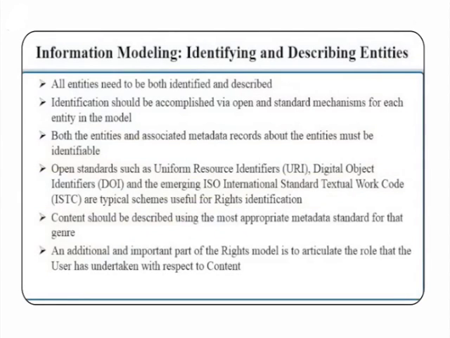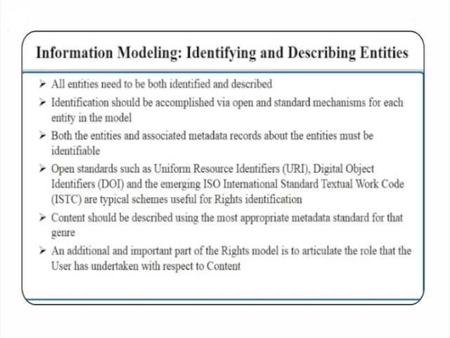All the entities need to be identified and described. This identification should be accomplished via open and standard mechanisms for each entity in the model. Both the entities and associated metadata records about the entities must be identifiable. Open standards such as Universal Resource Identifiers (URI), Digital Object Identifiers (DOI), and the emerging ISO, that is International Standard Textual Work Code (ISTC), are typical schemes useful for rights identification. Content should be described using the most appropriate metadata standard for that genre.